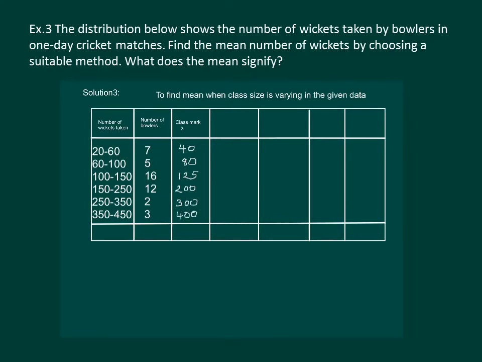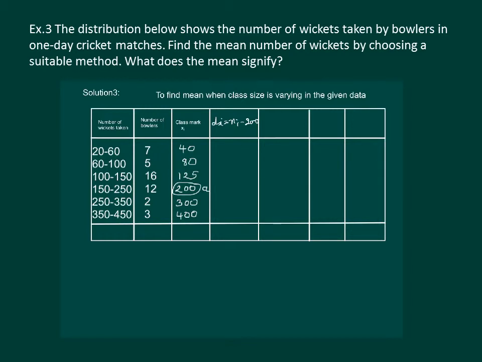Next step is to find the assumed mean, denoted by A. Here we can take 125 or 200. So let us assume the assumed mean to be 200. Also observe that the xi's in the data are large, which has also prompted us to use the step deviation method.